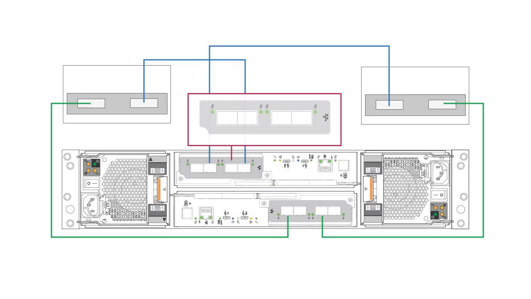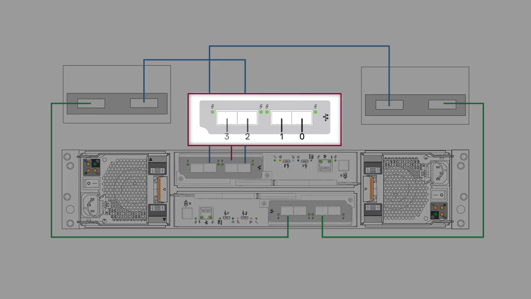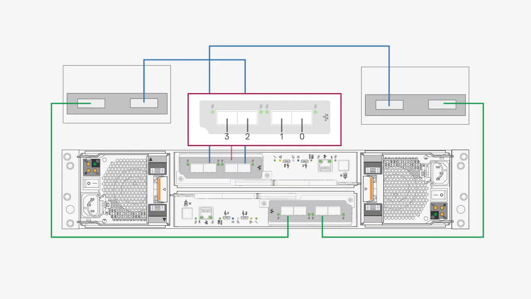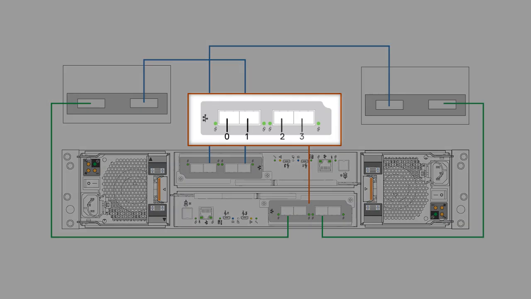Ports on controller A are identified as port 0 through port 3 going right to left. Ports on controller B are numbered in the opposite direction. Port 0 is on the left and port 3 is on the right.